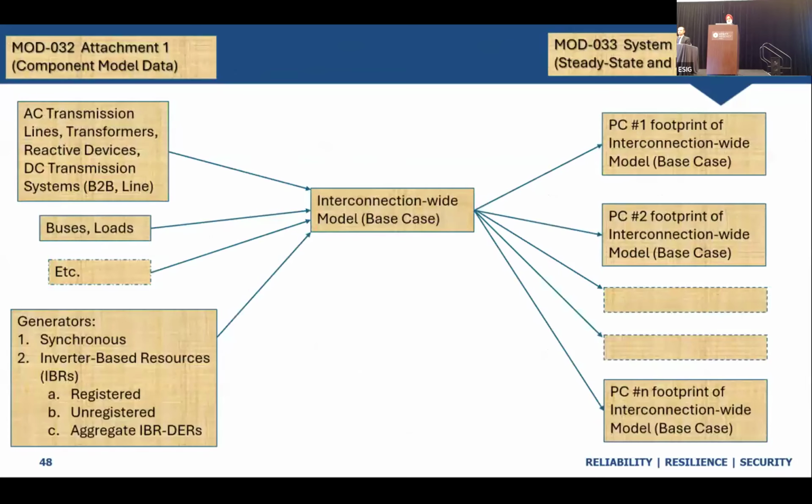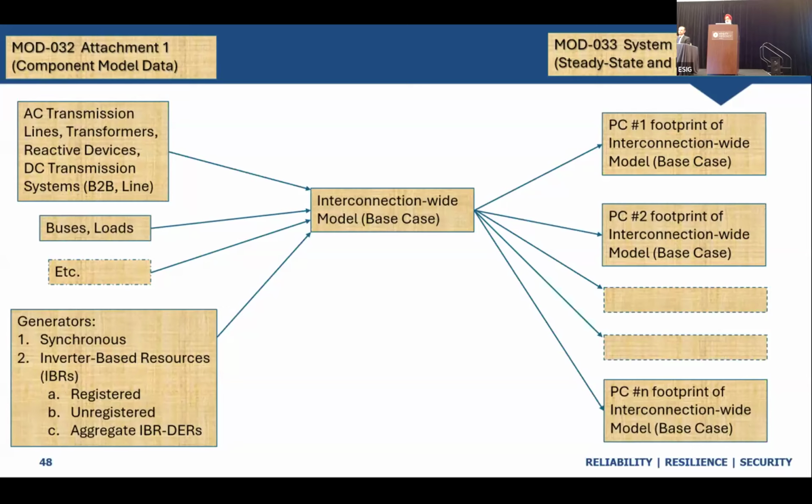Just going to take a moment to put this all in perspective. What you see on the left-hand side is the MOD-32 Attachment 1, which is the standard that John talked about, which has all the component model data. We have all these various component models. What is getting added really, compared to the existing MOD-32, is three different new types of IBRs: registered, unregistered, and aggregate IBR DERs. Well, that's what is driving all this.